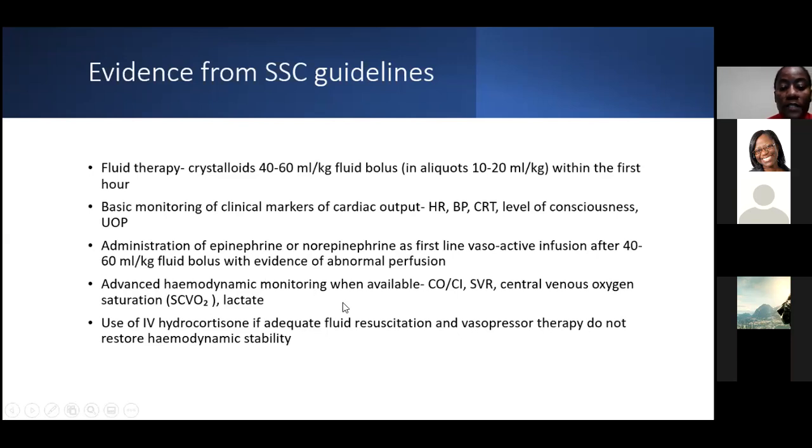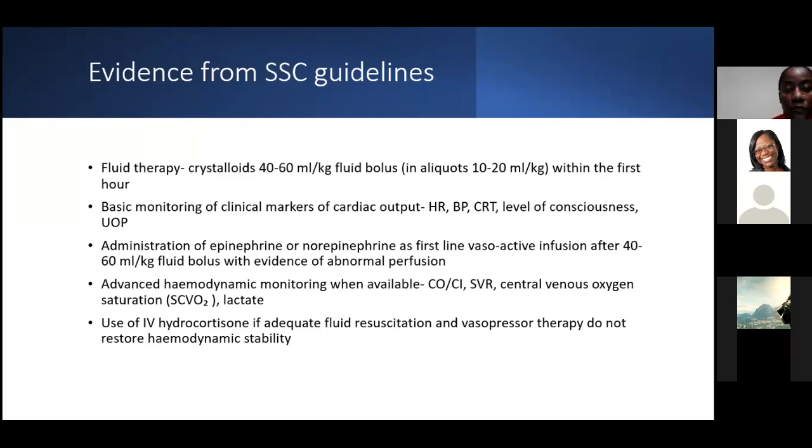When we're talking about advanced cardiac monitoring, we're looking at cardiac output or cardiac index, which is more objective, because remember, patients have different body habitus. So just measuring an absolute cardiac output is not as objective because of the habitus. So you want to relate the cardiac output to their body surface area, so that then you're interpreting it in context. Then things like systemic vascular resistance, central venous oxygen saturations, or lactate levels.